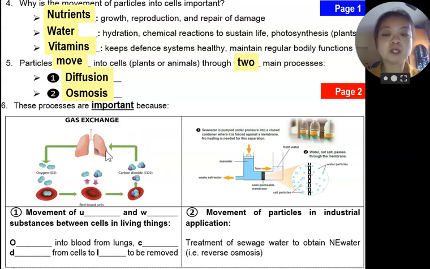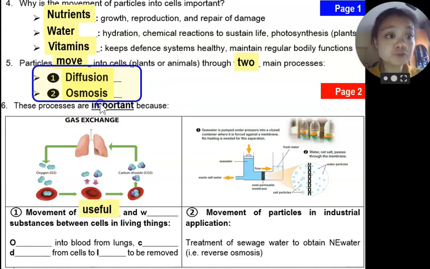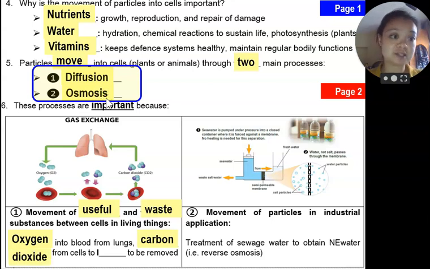dioxide actually comes out. So transport processes like diffusion and osmosis are very important because useful and waste substances need to be transported between your cells in living things, in our body and even in plants. Oxygen enters the blood from the lungs. Carbon dioxide leaves the cells and goes into the lungs to be removed. All right, so this is a very, very important process which we know as gas exchange. Now, this gas exchange also takes place in plants.